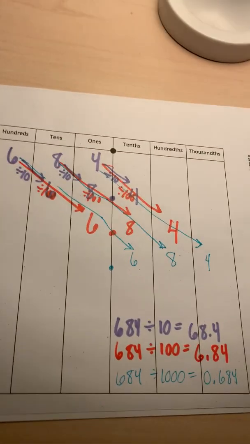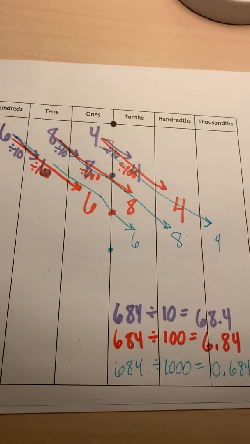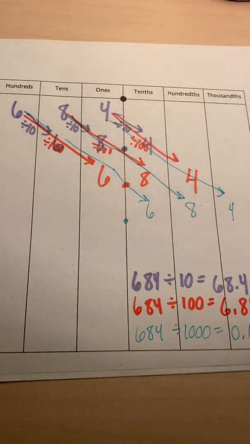And that is what we learned today about how we can multiply and divide by 10, 100, and 1,000 using our place value chart to identify these different patterns. And I hope this helps you with your homework today.